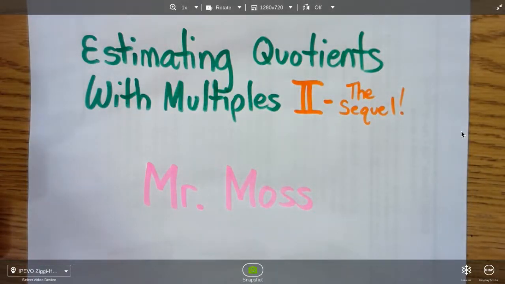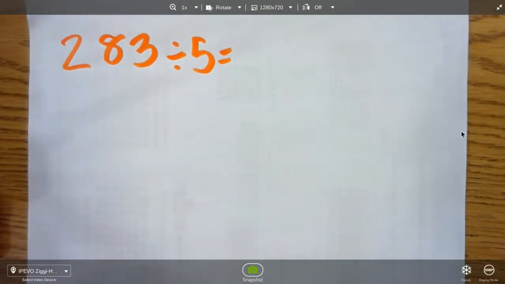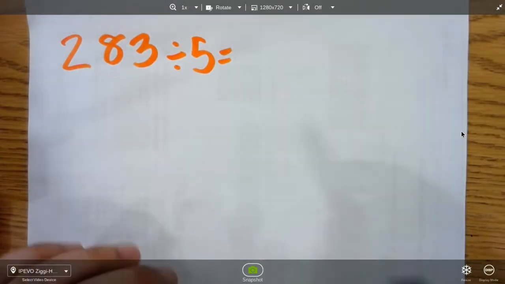Hi, Mr. Moss here. In our last video, I was introducing to you how you can estimate quotients using multiples. This is Estimating Quotients with Multiples 2, the sequel. This is our Academy Award-winning sequel to the first video, where I was walking you through the process of how to solve a problem kind of like this.